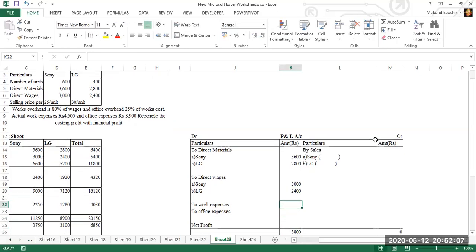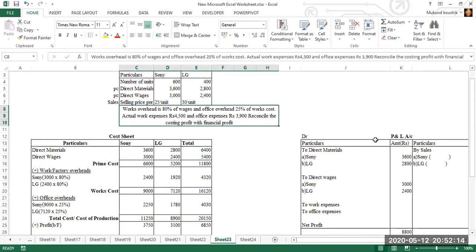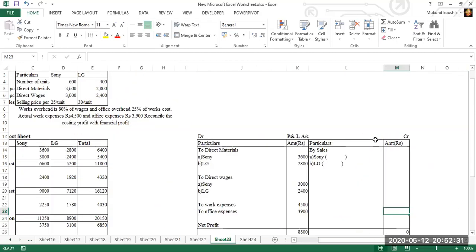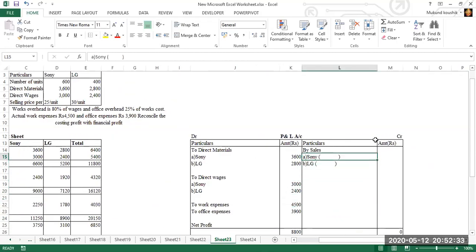Then for preparing, work expenses they have given in the additional information below. Look at this paragraph: actual work expenses were 4,500 and office expenses were 3,900. So work expenses and office expenses also you have to record on the debit side of the P&L account. Work expenses 4,500 and office expenses 3,900. Now on the credit side there is only one thing, that is sales.